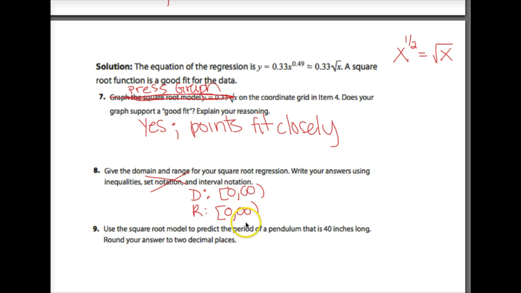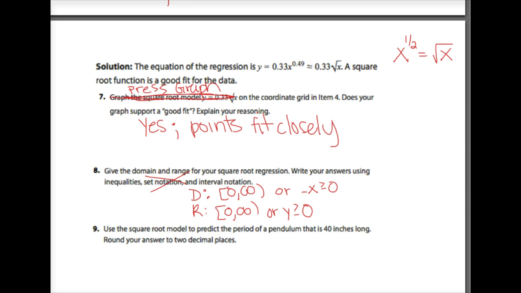Now that's interval notation. Inequality notation, we write the sandwiches, or no, we don't have to in this case. So x greater than or equal to 0 would be inequality notation here. For the range it would be y greater than or equal to 0. So make sure you know how to do both because, on the embedded assessment, it usually will specify which format for you to use. Number 9, use the square root model to predict the period of a pendulum that is 40 inches long. Round your answer to 2 decimal places.